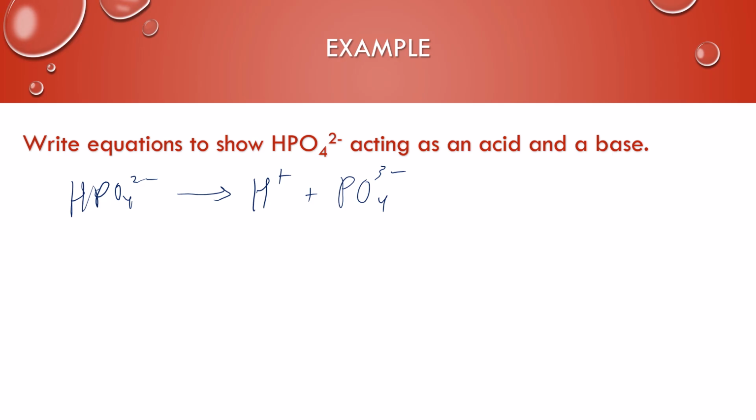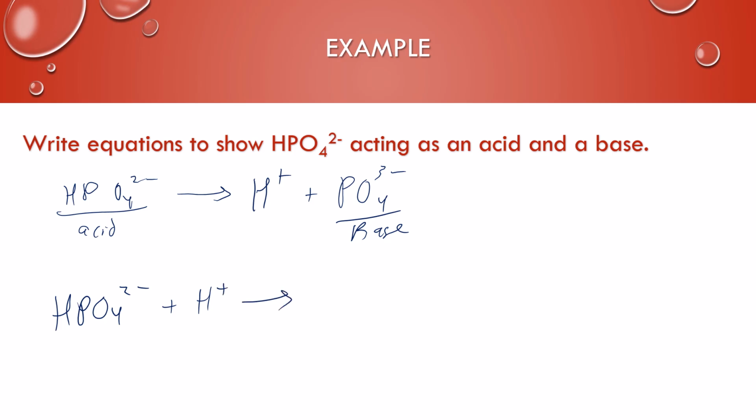So this is acting as an acid, this is the conjugate base. Now I need to use the same compound and have it act as a base, which means it has to interact with a hydrogen, bind up a hydrogen, and so it will form H2PO4 negative.